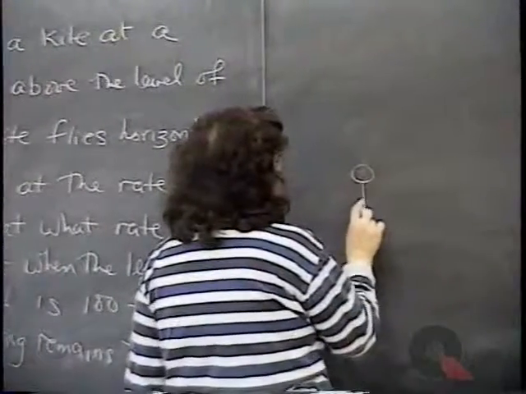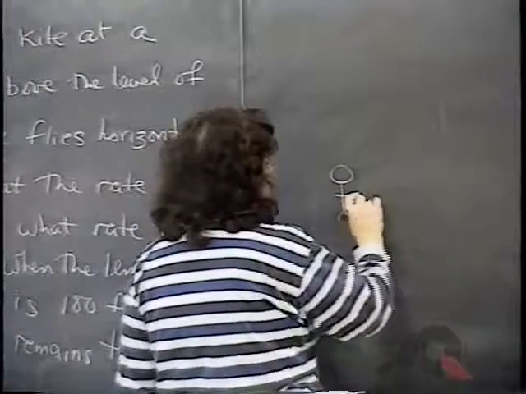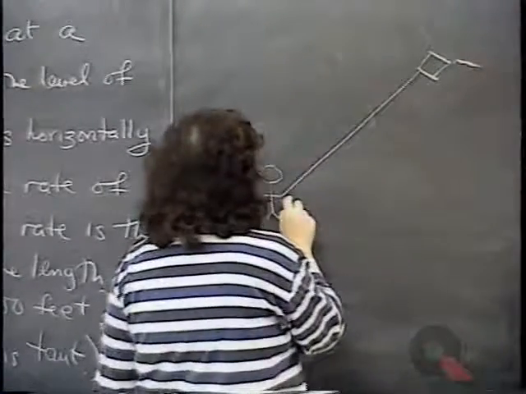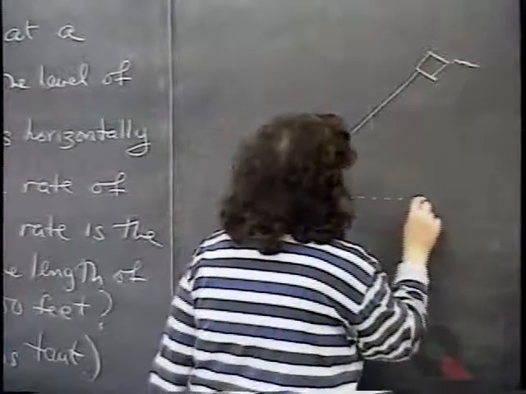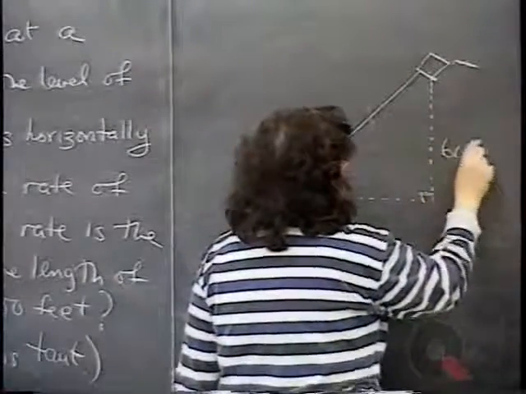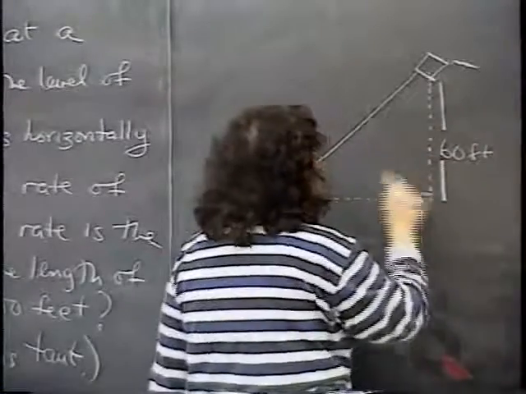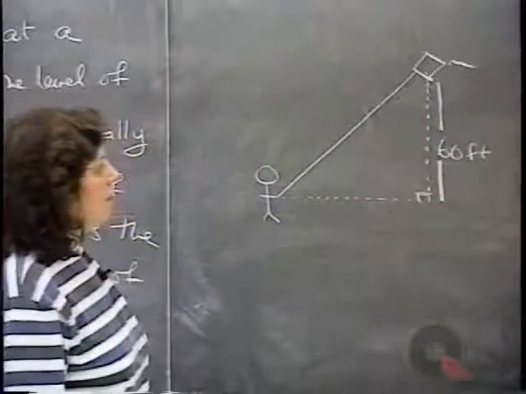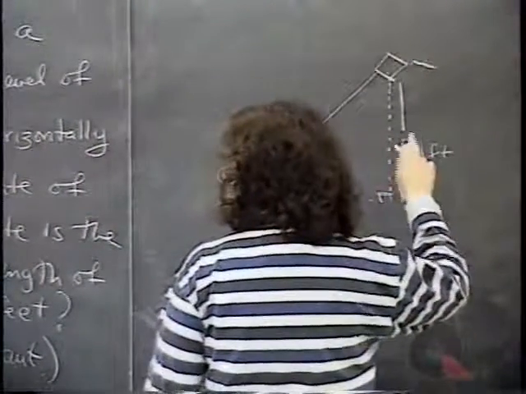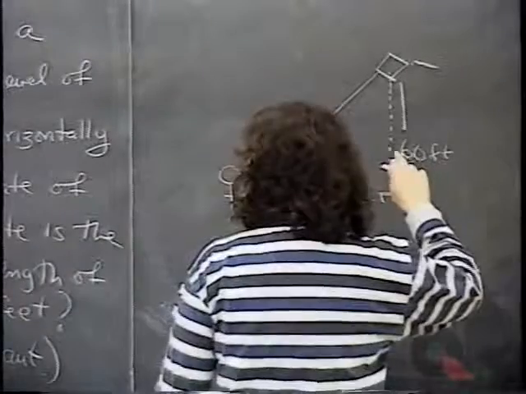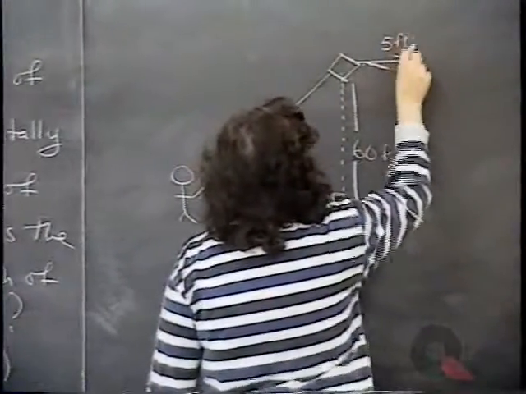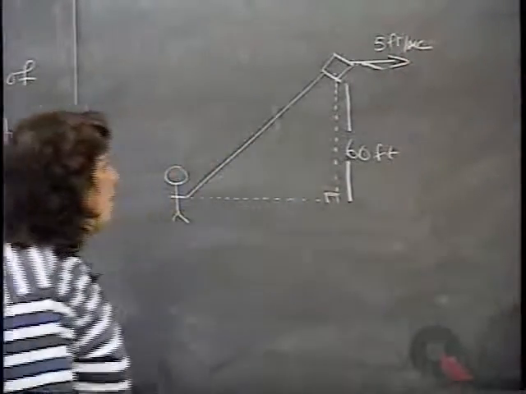We have our boy here, and this is the level of his hand. He's flying the kite, and he wants to fly it at a height of 60 feet above the level of his hand. Now the wind is pulling the kite horizontally away from the boy at the rate of 5 feet per second. So the kite is moving in this direction at the rate of 5 feet per second.